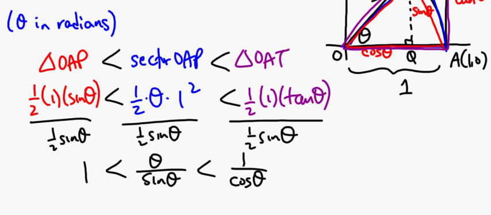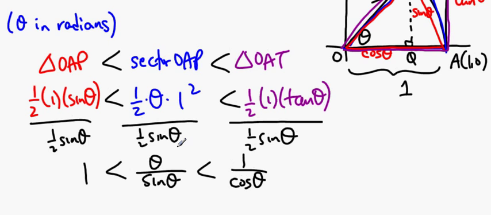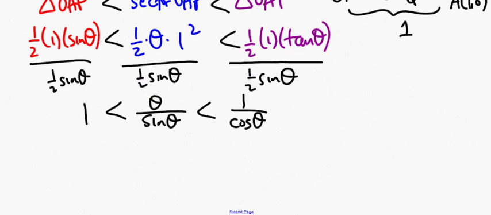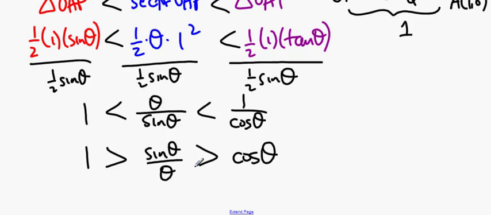Now, I'm not interested in theta over sine theta. I'm interested in sine theta over theta. So what happens? Well, we take reciprocals. Reciprocal is easy here, reciprocal is easy here, reciprocal is easy here, and when we take reciprocals, the sense of the inequality reverses. And then I'm going to apply a theorem that we learned a couple days ago. We're going to look at this sandwich theorem.